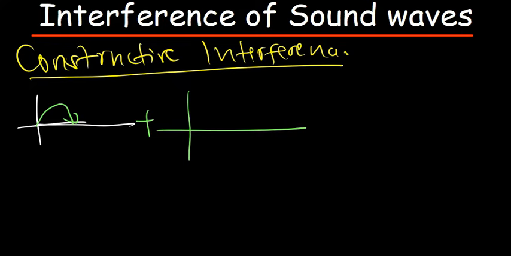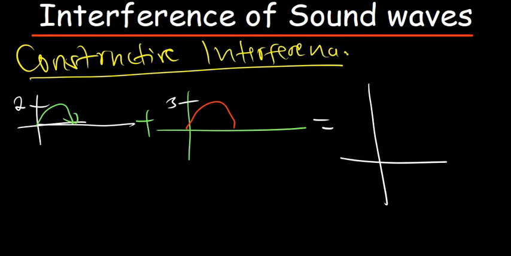Okay, so if this is 2, the amplitude is 2, and there the amplitude is 3. If I add these two, a constructive interference is going to occur, meaning that it's going to be 2 plus 3, the amplitude will now be 5. The wave will be generated in that manner. That is what we call constructive interference.